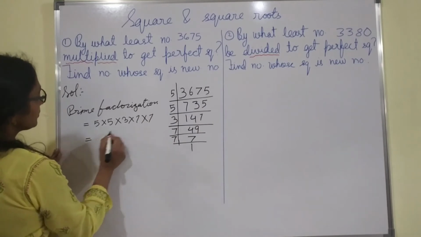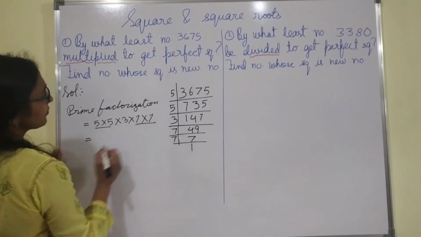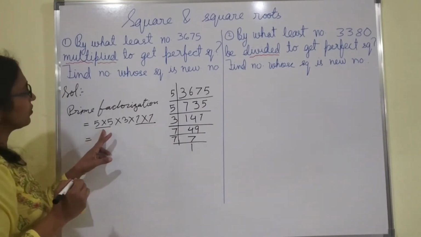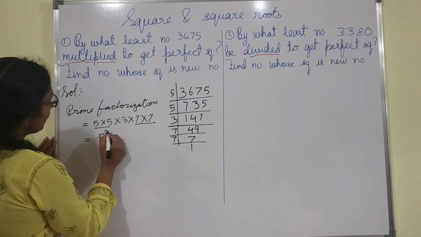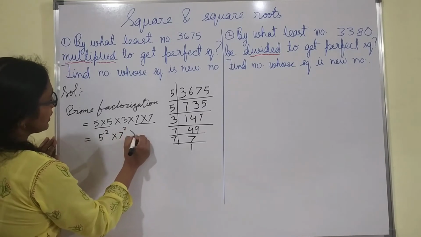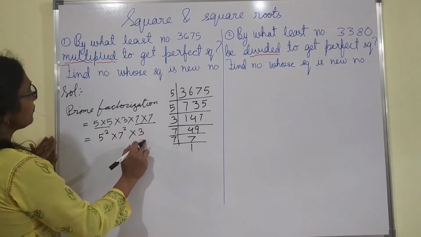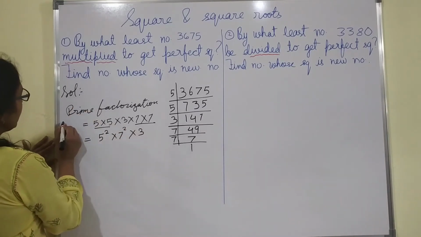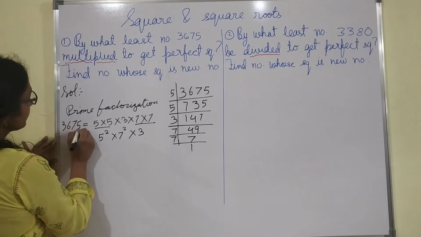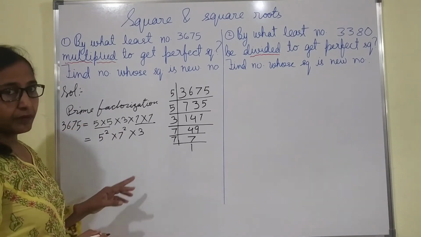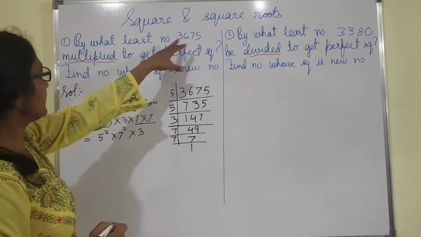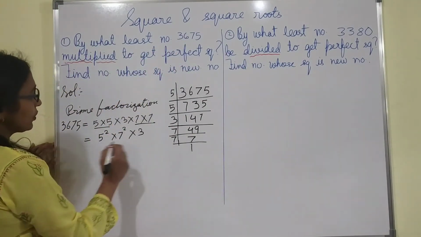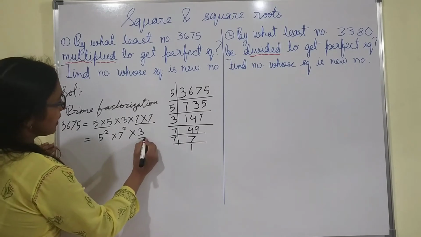Okay, so we are getting the square of 5 and 7. These two are forming pairs. So 5 square into 7 square into 3. So if we multiply this number by 3, it will become a perfect square. So it is our first answer, the least number by which this is multiplied: 3.